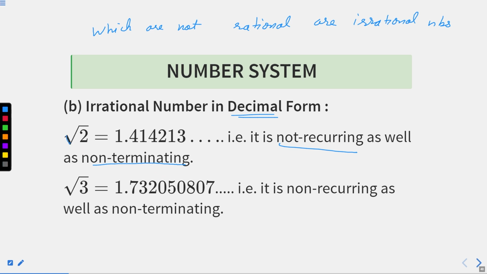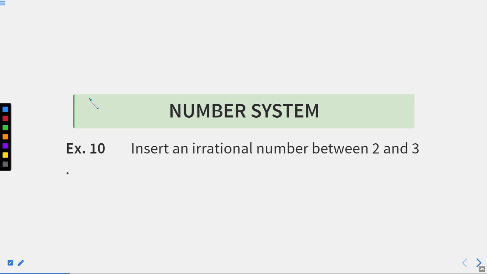So for example, root 2 is an irrational number. If we try to find out the root of 2, we will get this type of decimal, which is 1.414213 and so on. And there is no repeating pattern and there is no terminating of digits. So similarly, root 3 is also irrational. Both are irrational numbers. Okay, let's move.